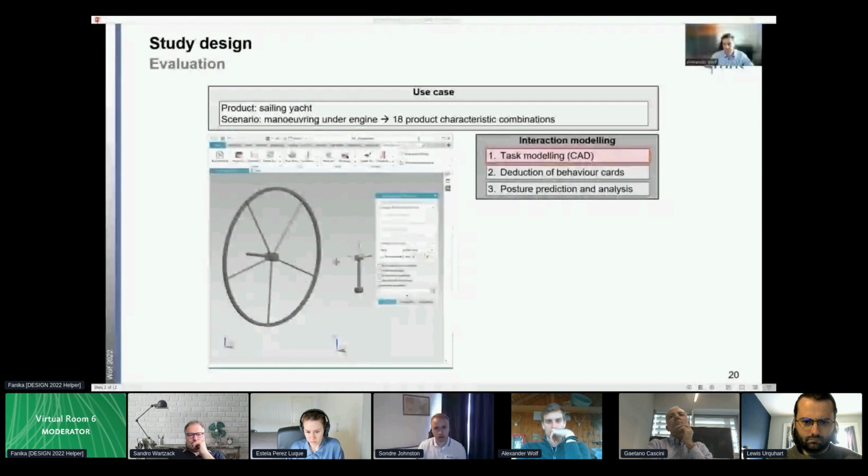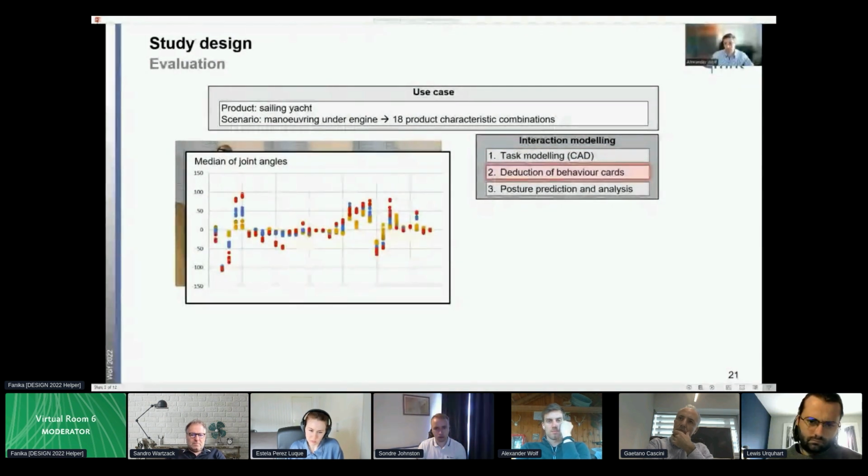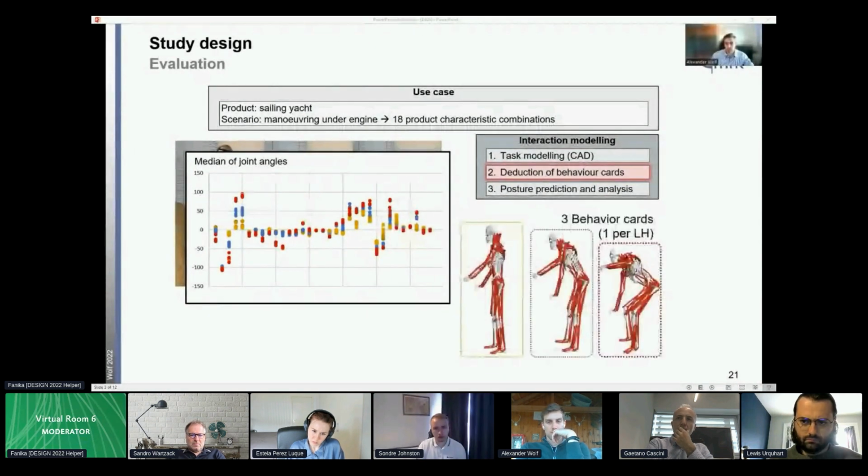On the other side, we used our interaction model in order to analyze the scenario. First, we did a task modeling with our modeling framework in CAD. In a second step, we deduced the behavior cards from the empirical data by looking at the patterns of the distributions of the different postures, and found that a good way to characterize the human behavior is by using 3 behavior cards, 1 per lever height.